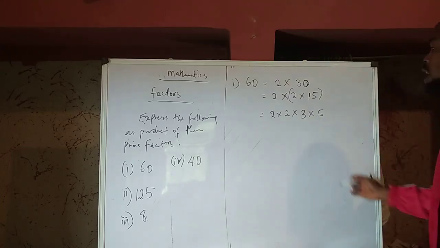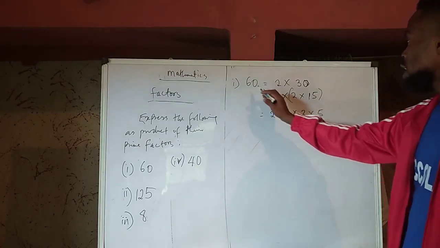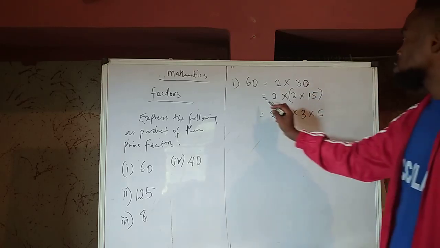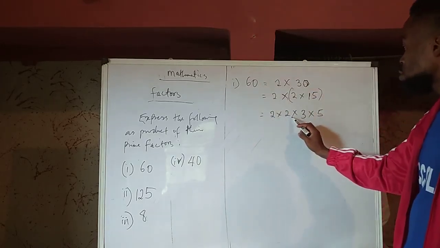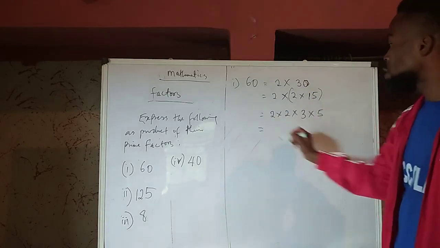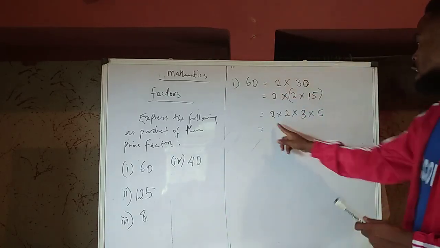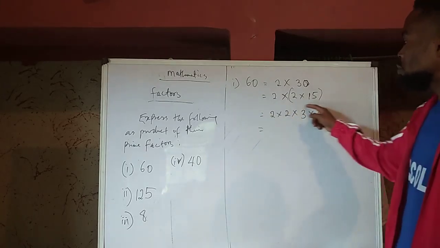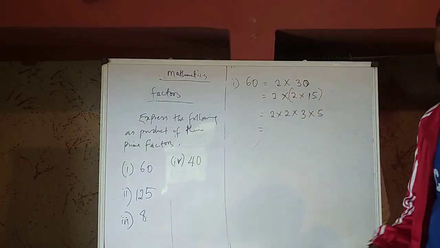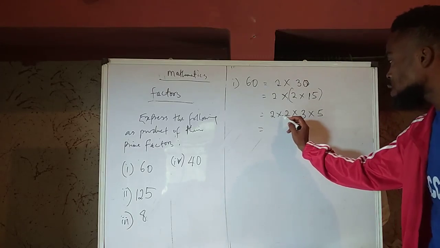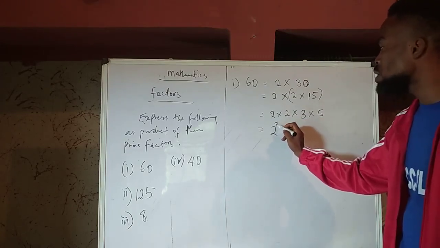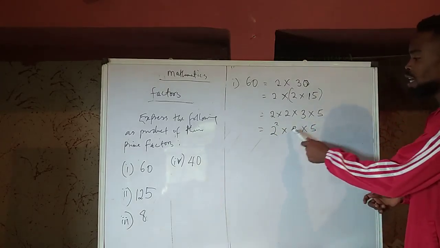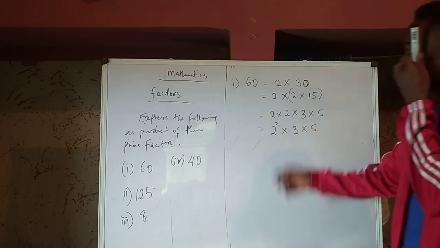So you see with this, I have been able to make sure that all non-prime factors have been eliminated. We now have 2 times 2 times 3 times 5, and of course if you multiply this you're going to get 60. 2 times 2 is 4, 4 times 3 is 12, 12 times 5 is 60. So these are the prime factors of 60. Since we have 2 times 2 here, it can be written as 2 squared times 3 times 5.